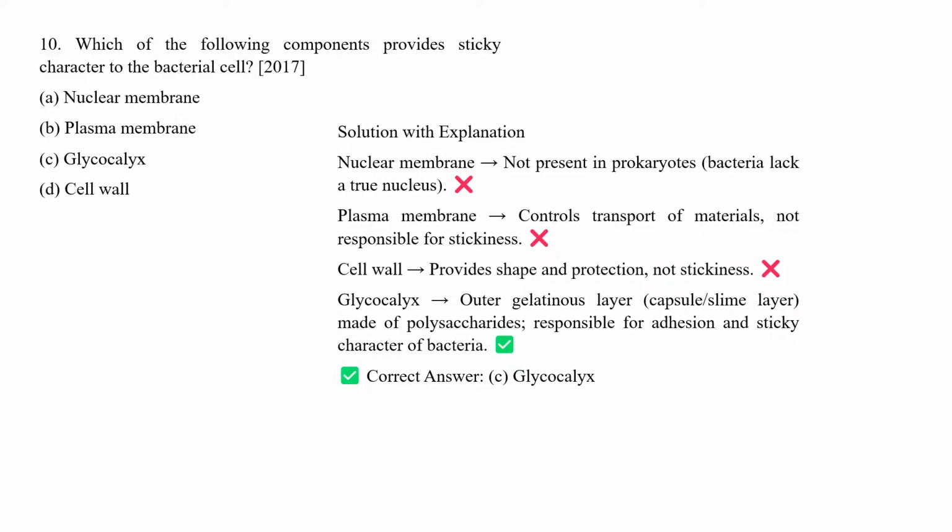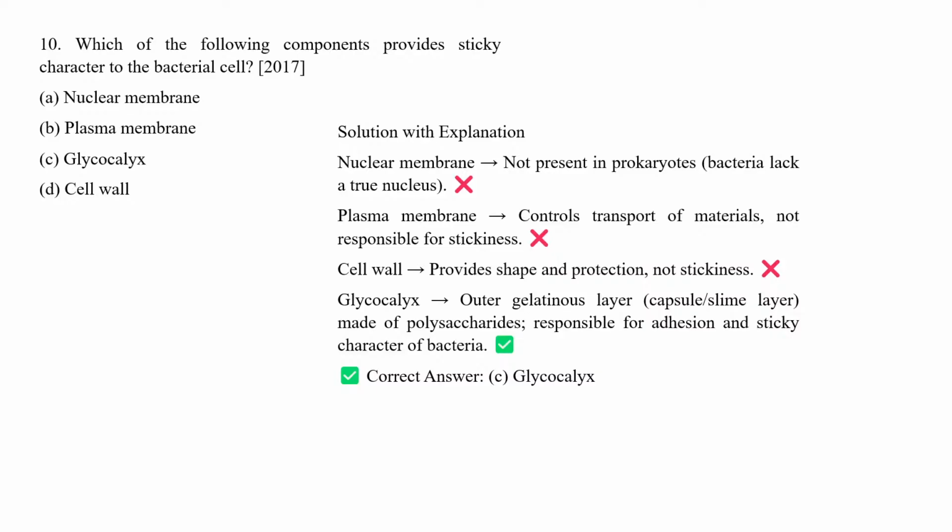Bacteria or prokaryotes lack the true nucleus. That's why there is no nuclear membrane in prokaryotic cells, and that's why this option is not correct. The plasma membrane controls transport of materials and is not responsible for stickiness, and the cell wall provides shape and protection, not stickiness.